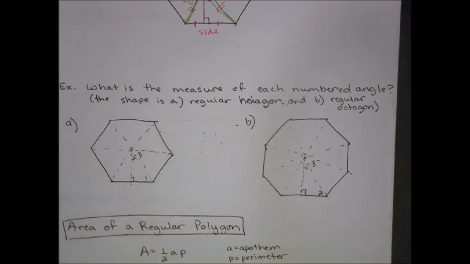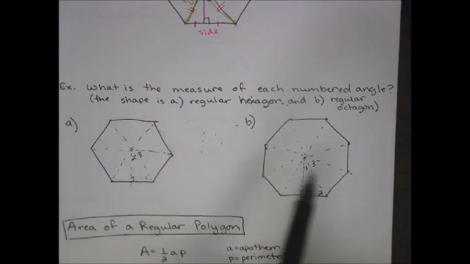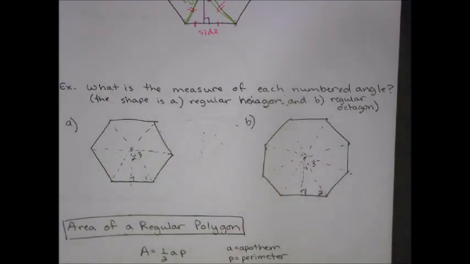So go ahead and I want to look at this example. We have here a regular hexagon and a regular octagon. And we're going to find the measure of each numbered angle. So go ahead and write this question down. Do your best at drawing the picture.